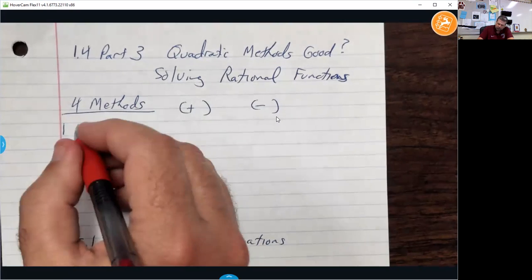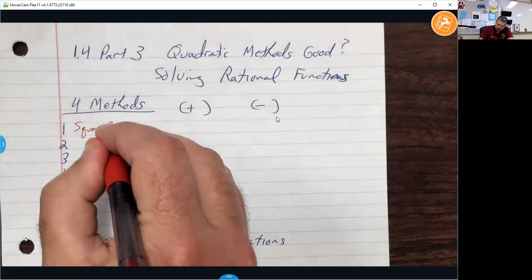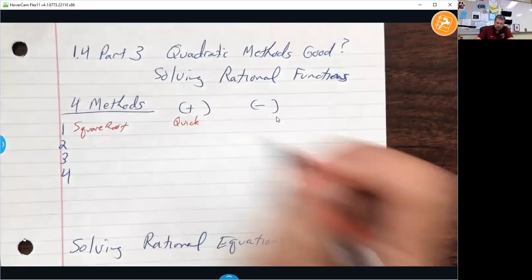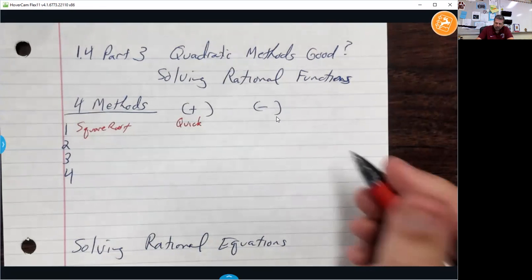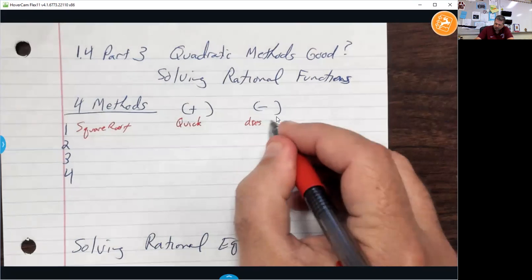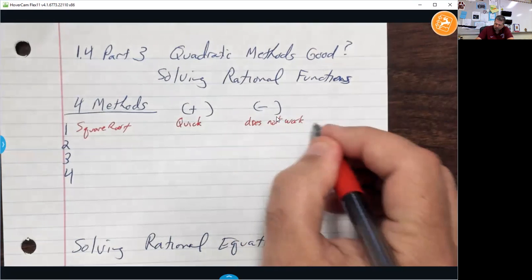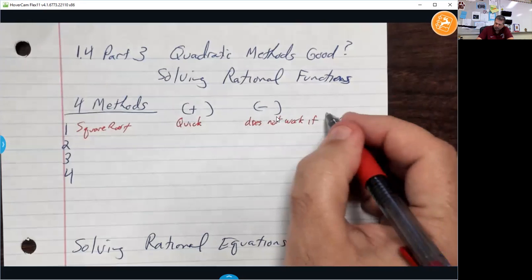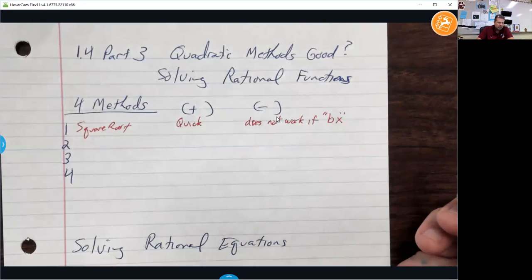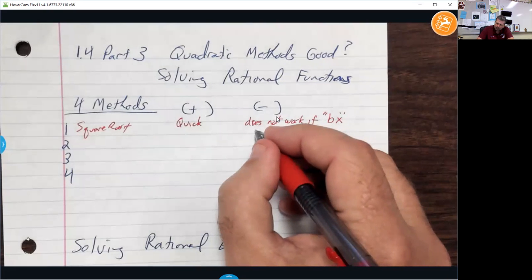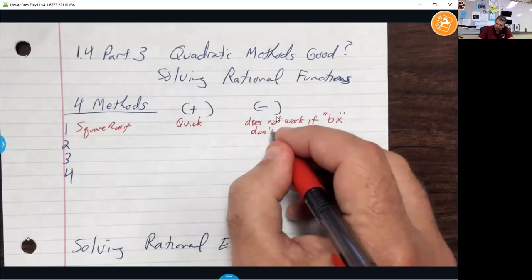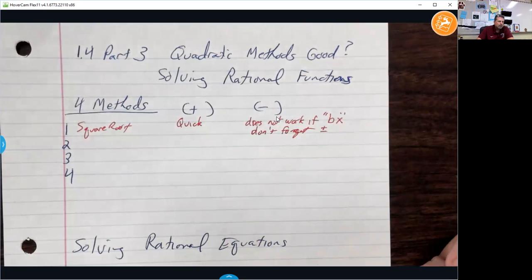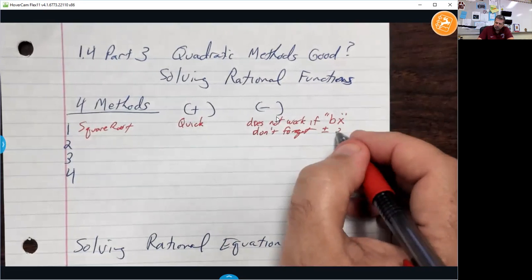So we have four methods. First one we talked about was the square root method. Pros, it's quick. Cons, it does not work if there is a bx in the problem. We talked about that in the notes. If there's a bx, you can't use the square root method. There's also one other con. Don't forget the plus and minus sign, and you've got to separate them. Remember, you have to find two answers.